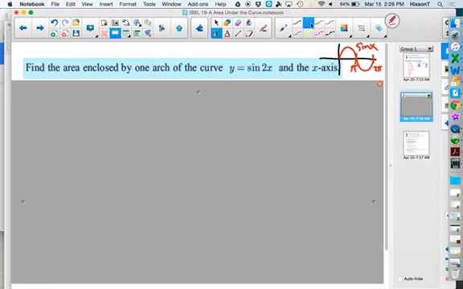However, we have sine of 2x. What does that do to our period? Does it shorten it or does it expand it? Is it horizontal or vertical? Does it compress? Let's think.